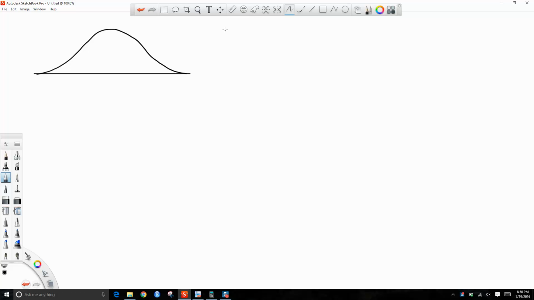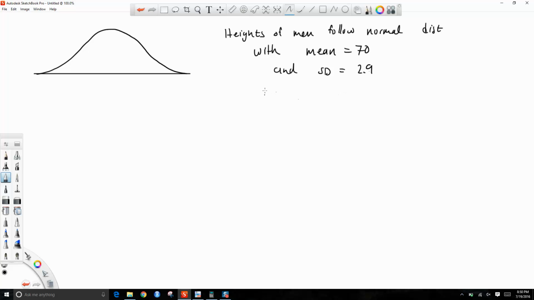We'll say the heights of men follow a normal distribution with mean equal to 70 and standard deviation equal to 2.9. Now, we could also write this in shorthand. We would just write height, then a squiggle, and capital N for normal distribution, and we write 70 comma 2.9. This is a shorthand way of saying the exact same thing. So instead of having to write that it has a mean of this and standard deviation equal to this, we can also write it just like this.